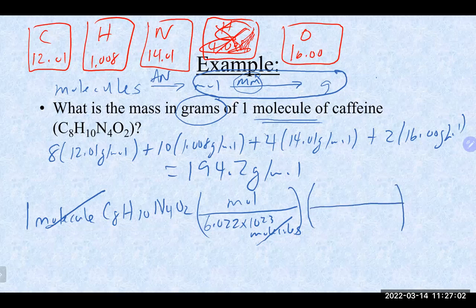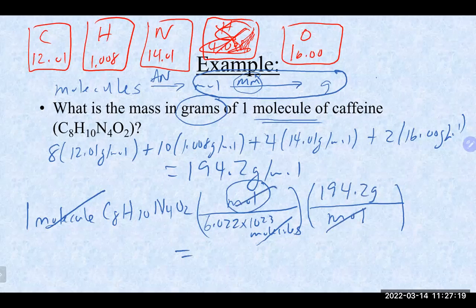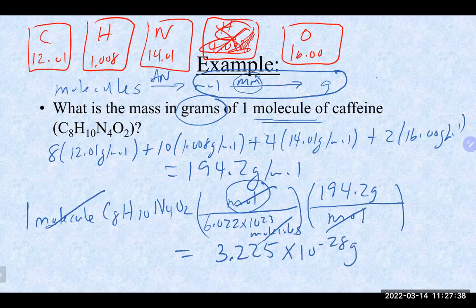Now we can basically do this last conversion here, moles to grams, using the molar mass that we just calculated. Again, if you wanted to, you could get an answer at this point, or you could continue obviously with the calculation. Moles are up on top, which means in order for them to properly cancel, moles do need to be on the bottom, and the 194.2 grams need to be up on top so that they do cancel. And that looks like, here we go, 194.2 divided by Avogadro's number. Looks like 3.225 times 10 to the minus 28 grams of caffeine in this particular case.